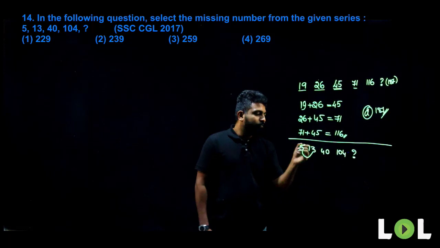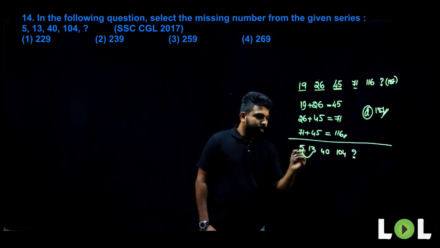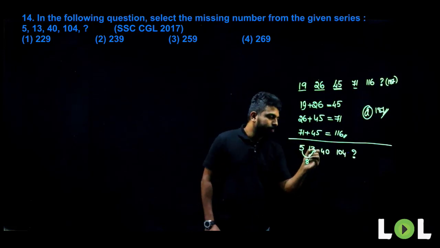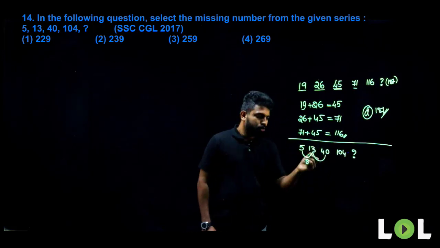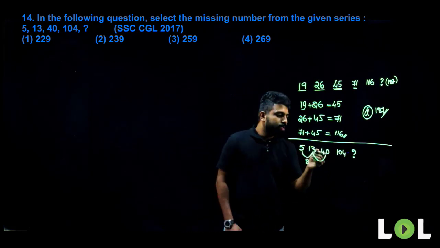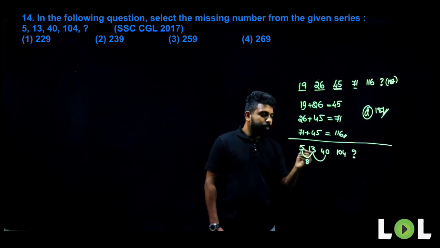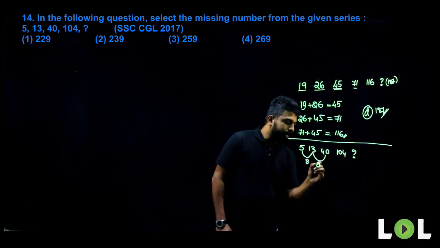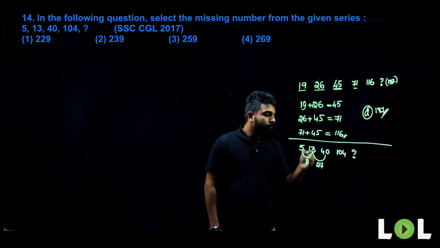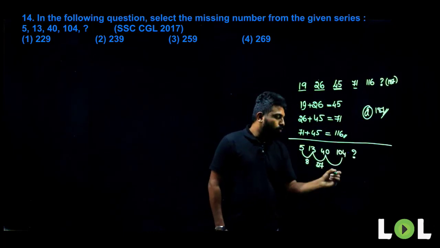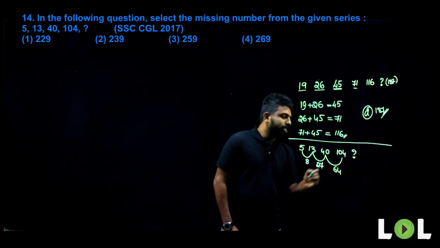So what is the difference between 5 and 13? The difference here is 5 plus 5 gives me 10, plus 3 gives me 13. So my difference here is 8. 13 to 40. What do I need to add to 13 to get 40? 13 plus 7 gives me 20, plus 20 gives me 40, meaning I need to add 27. From 40 to 104, 40 plus 60 is 100, plus 4. So my next difference here is 64.